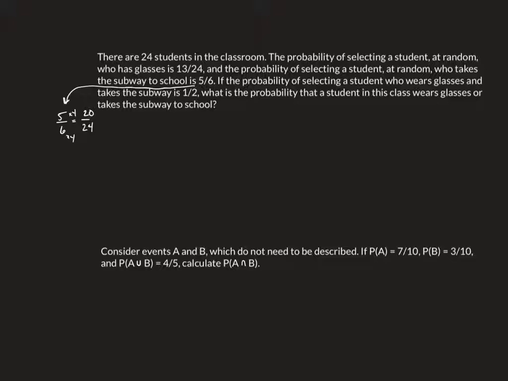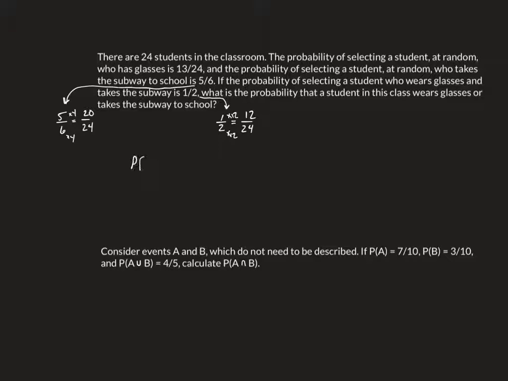Then we're told that the probability of selecting a student who wears glasses and takes the subway is 1/2. And again, we're given a fraction that doesn't have the same denominator as the other two fractions. So I'm going to rewrite this. This is just me doing a little bit of work to make these fractions make more sense. And so that's going to be times 12, 12/24.